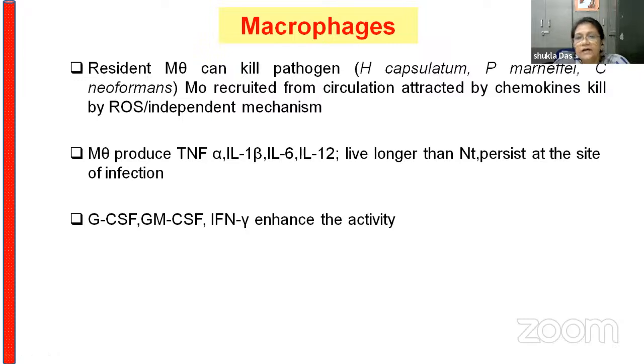They release chemokines and they can attract more monocytes to the sites. And this is what I was saying, interleukin 1, 6, TNF, they live longer, and this enhances antifungal activity. The IFN, GM-CSF, colony stimulating factor, and the granulocyte colony stimulating factor. In fact, this is given as a therapy in case of bone marrow transplant patients to enhance the macrophage activity.